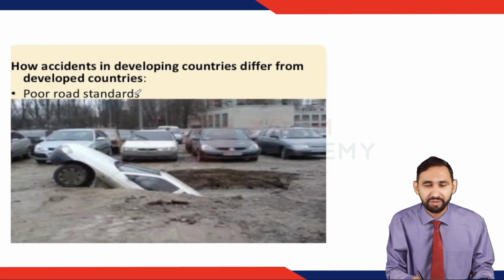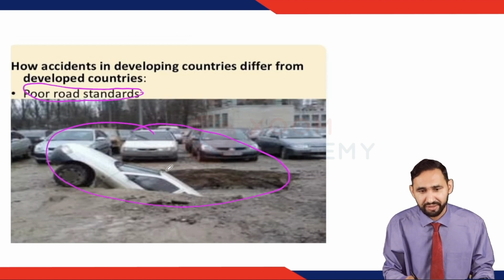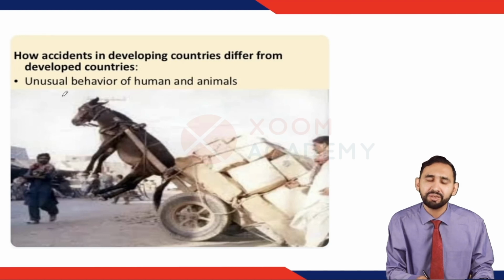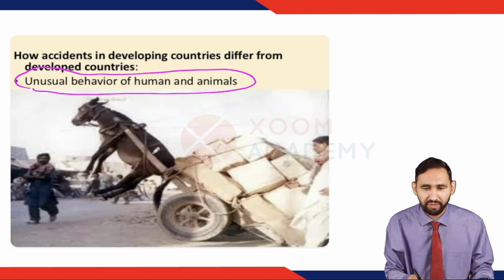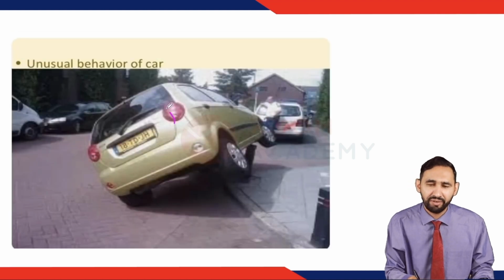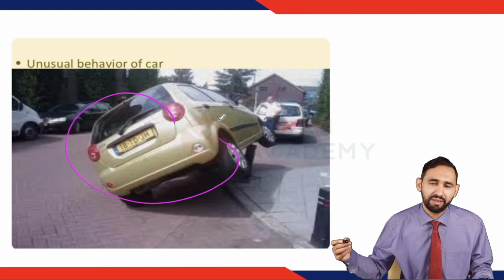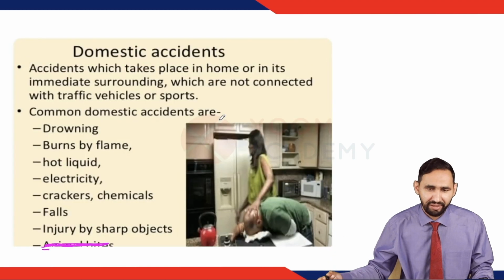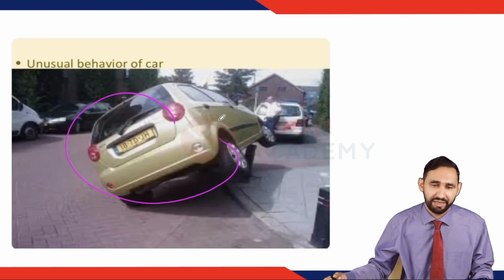And accidents are common due to poor road standards. The road standards are poor in our country, and it is causing accidents. Unusual behavior of human beings and animals is also a common problem in our country, like you can see here. Behavior is unusual, it can cause accidents. This person is in danger. Unusual behavior, and cars that are not well maintained: these are the factors which are involved in accidents.